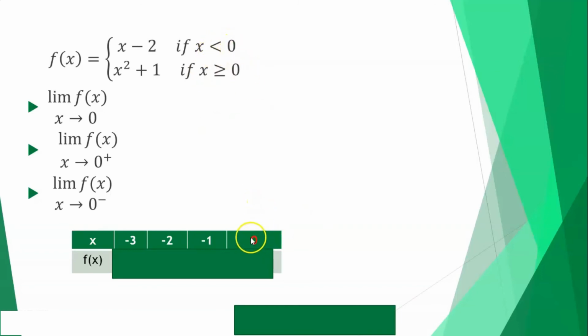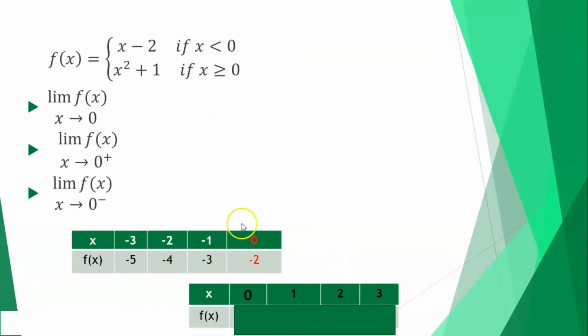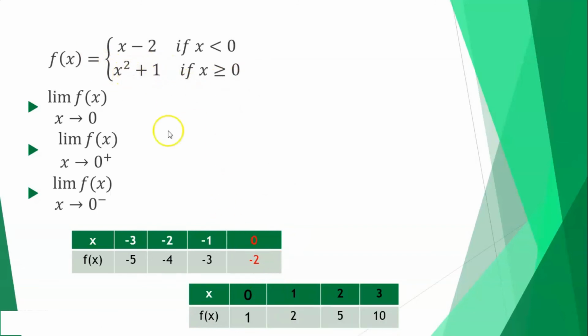lesser than 0. So if it's 0, so 0 minus 2, that would be negative 2. If it's negative 1, so negative 1 minus 2, that's negative 3, and so on. Now for the second function, this would be numbers that are greater than or equal to 0. So 0, so 0 squared plus 1, that would be 1. If it's 1, so that would be 2, and so on.